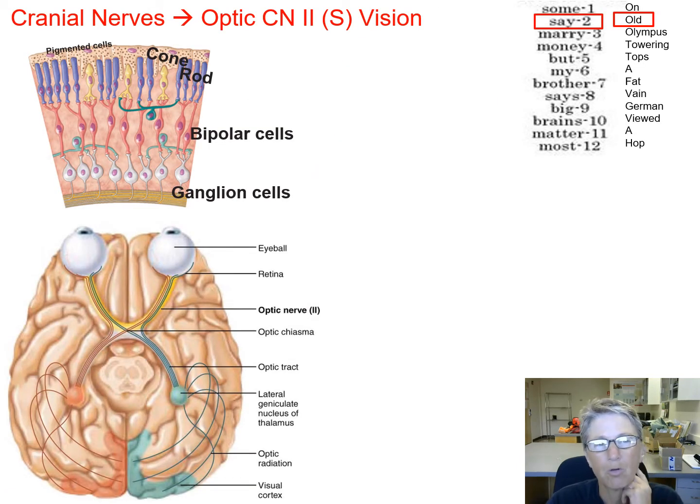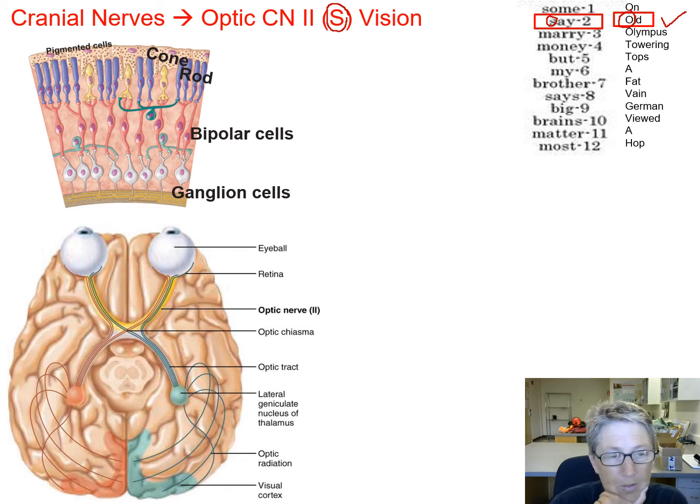Okay, so now we're on cranial nerve number 2, and it's got an S. So that means it's purely sensory. And then we'll keep track over here in our mnemonic. So we're at cranial nerve number 2. So we're SAY for if you are sensory, motor, or both. And then I'm on OLD for Arnold Olympus Towering Tops.